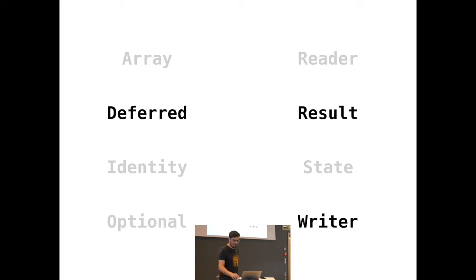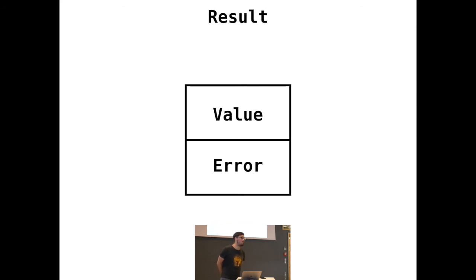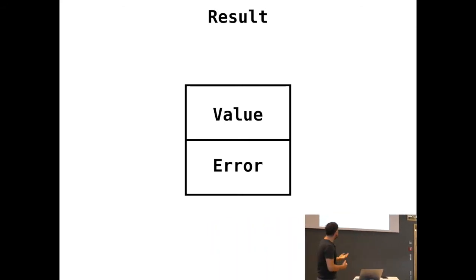Now, I assume that everyone is familiar with the result type. This is the Schrödinger monad, because this is a box that can contain a value or an error, exclusive OR. So we don't know what's inside the result until we open it. If there is a value, there is no error, and of course, if we have an error, there is no value. But until we open it, we can treat it as both things.